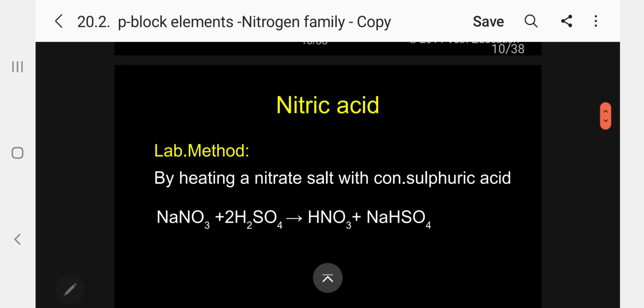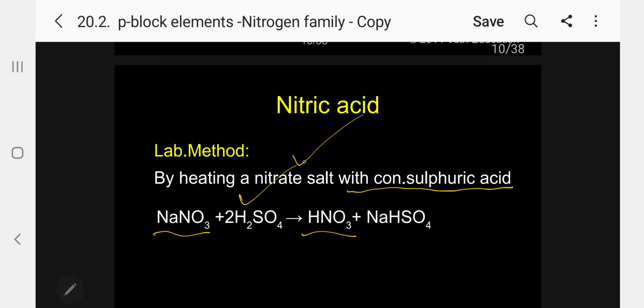Laboratory method, as opposed to commercial. By heating any nitrate salt with concentrated sulfuric acid, we get the corresponding nitric acid. Say, for example, sodium nitrate reacts with sulfuric acid to produce 1 mole of nitric acid and 1 mole of sodium hydrogen sulfate. So in the laboratory, we can easily prepare nitric acid.